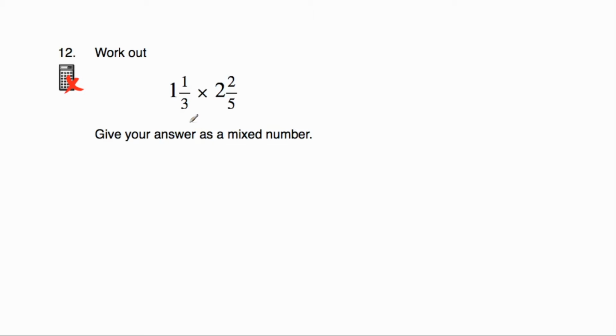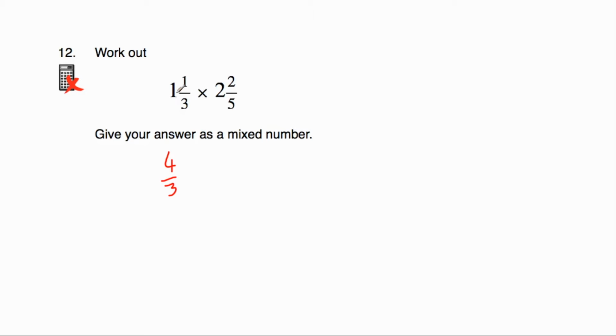So if we've got 1 1/3, we're going to do 1 times 3, and 1 times 3 is equal to 3, plus 1 is equal to 4. So that would be 4 thirds. And if you need a recap on changing mixed numbers into top-heavy fractions, there's a video on it on Corbettmaths, and it's very important you know how to change mixed numbers into top-heavy fractions and top-heavy fractions back into mixed numbers.